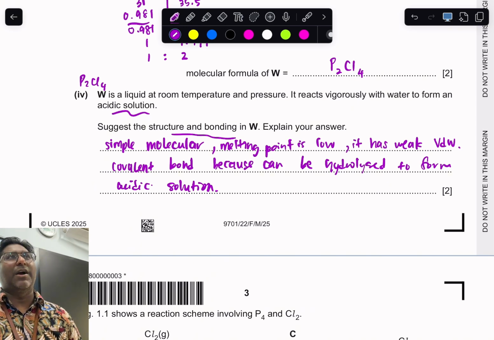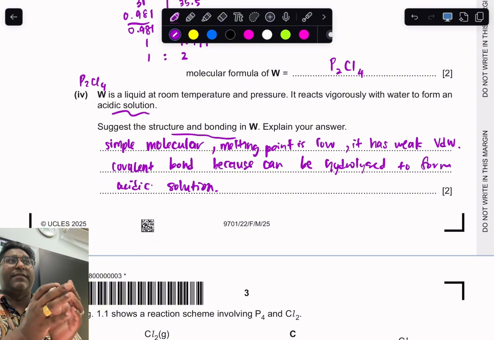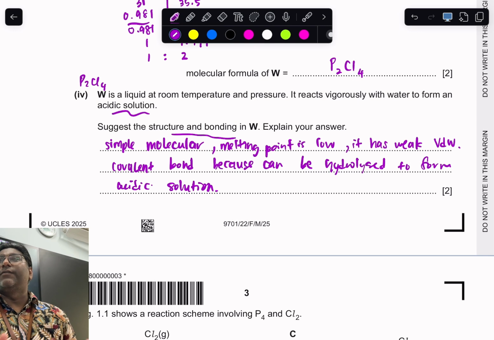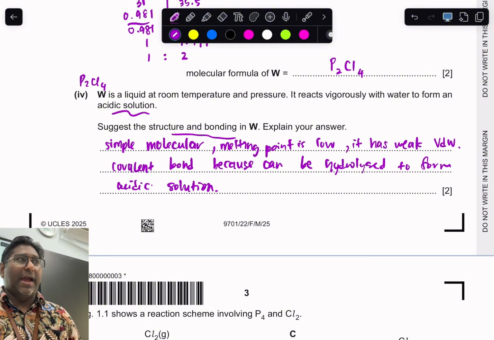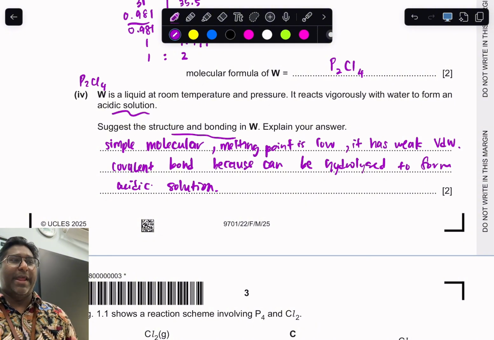Then how come if it is going to be ionic? Ionic compounds just dissolve. For example, NaCl aqueous will give you Na plus and Cl minus, so there is no reaction over there. They just dissolve. Hydrolyze means it breaks the bond and reacts.